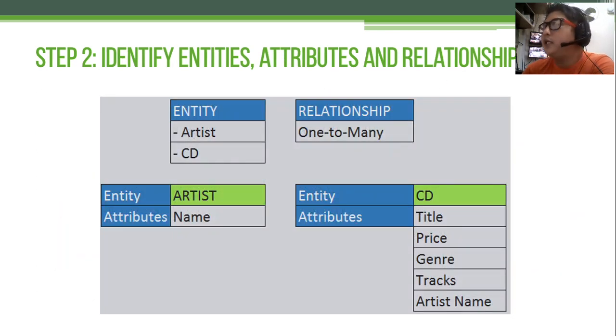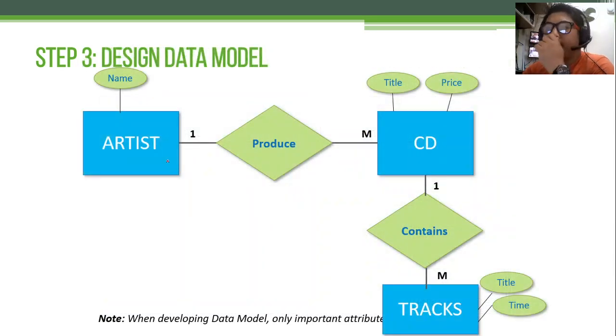So, from that, pwede na tayo makapag-extract ng ganitong information. Anong doon ang entity? Artist and CD. Relationship, one to many. Artist, attributes niya, name. Therefore, sa CD, ang entities niya, CD, attributes, title, price, genre, tracks, artist name, something like that. Parang gagawa kayo ng table. In that case, magiging ganito na siya. Artist produce CD, and CD contains tracks.